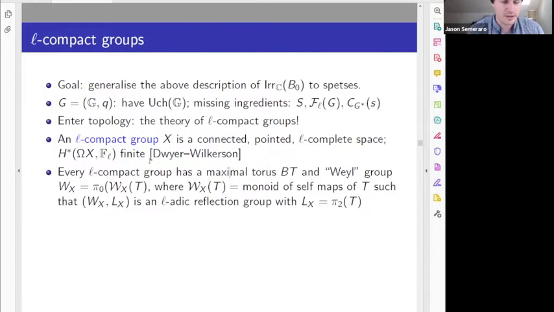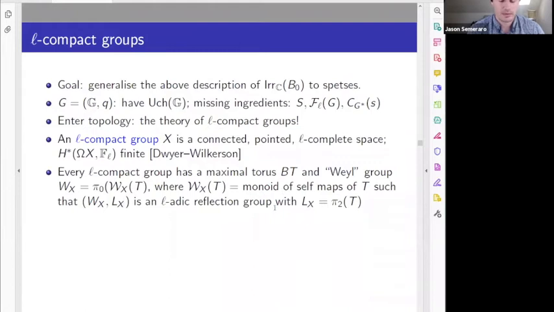And soon after the definition, it was observed that, as you might expect from a space which is closely related to compact Lie groups, which is, I guess, where these things were first noted to come from, there's an analogous notion of a maximal torus, BT, for an l-compact group, and moreover a Weyl group, which is defined as the connected components of the monoid of self-maps of T. And this group here, W_X, turns out to be an l-adic reflection group. Again, very nice. And L_X can be defined explicitly in terms of the l-compact group as pi_2 of BT. Okay, so it's very reminiscent already of the theory of compact Lie groups.